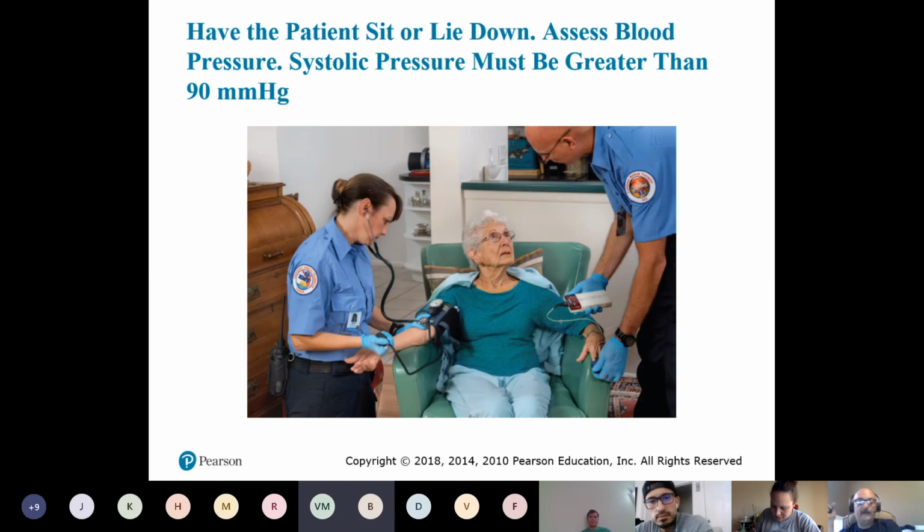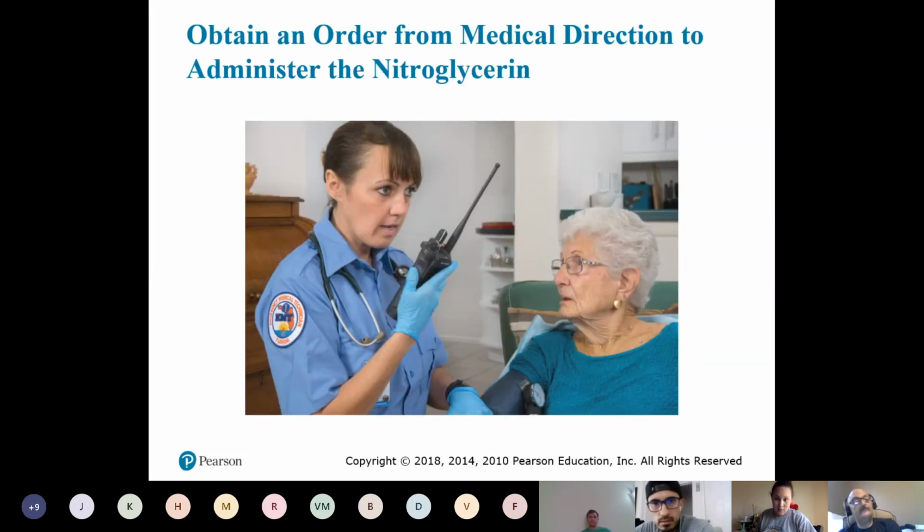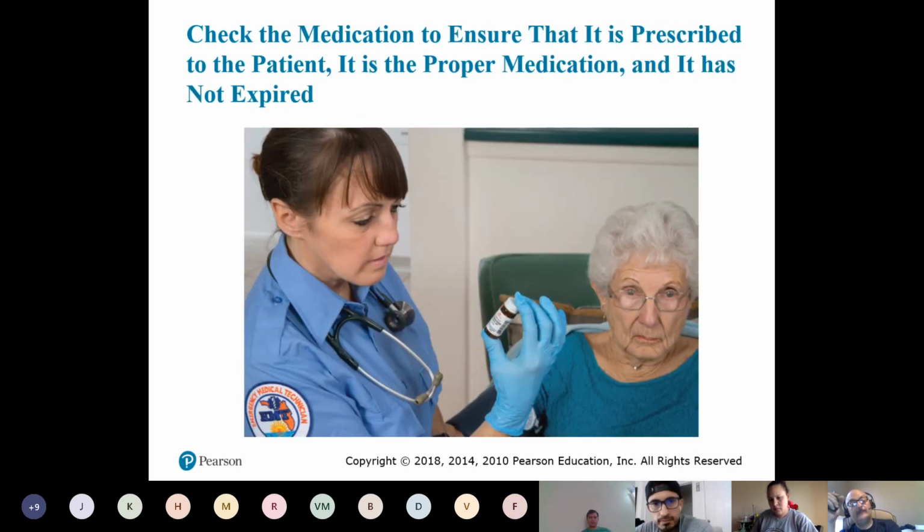Okay. Well, I didn't show you guys, but here they're establishing the blood pressure to make sure it's safe to give it to her. They're getting the medical order. However, most of the time it's in your protocols. So you already have the medical order. It's a standing order.